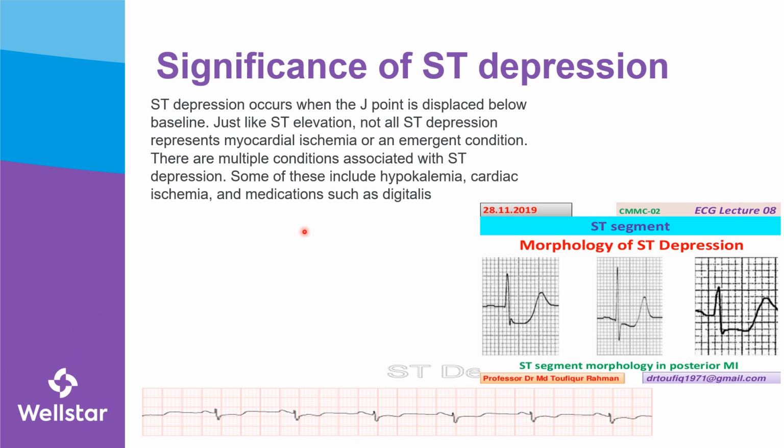And ST depression. ST depression occurs when the J point is displaced below baseline. Just like ST elevation, not all ST depression represents myocardial ischemia or an emergent condition. There are multiple conditions associated with ST depression. Some of these include hypokalemia, cardiac ischemia, and medications such as digitalis. And we can see here, this kind of looks like ST elevation, except it's below the isoelectric line, therefore making it ST depression.